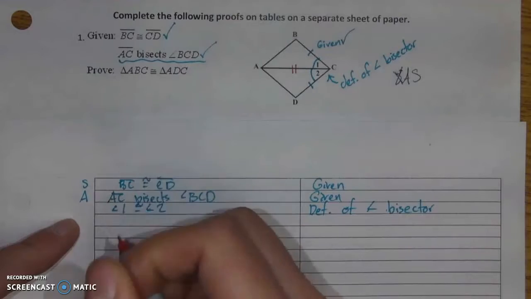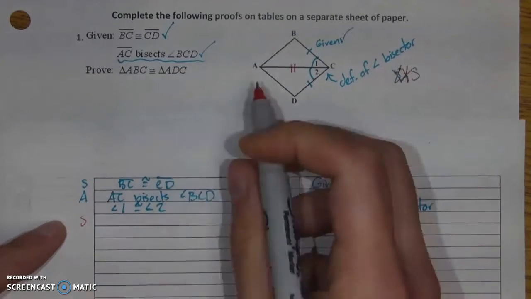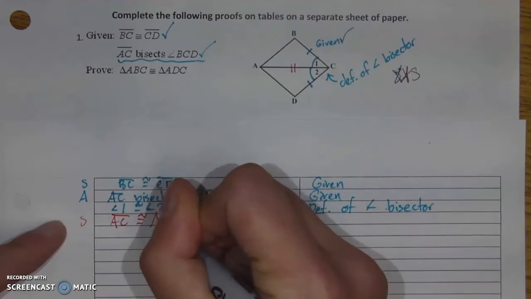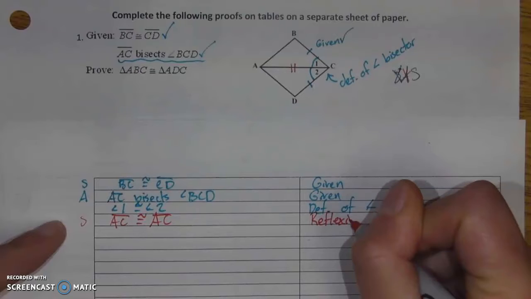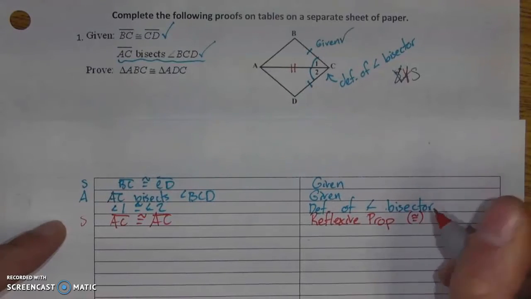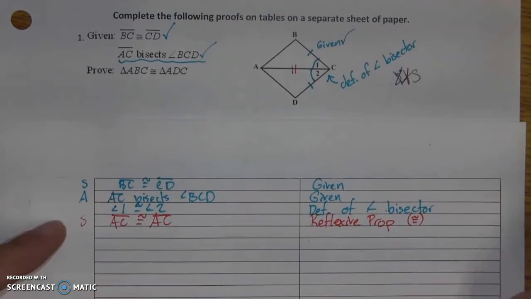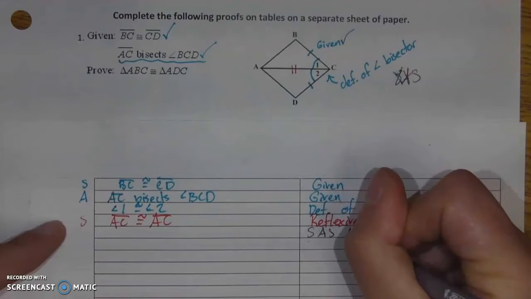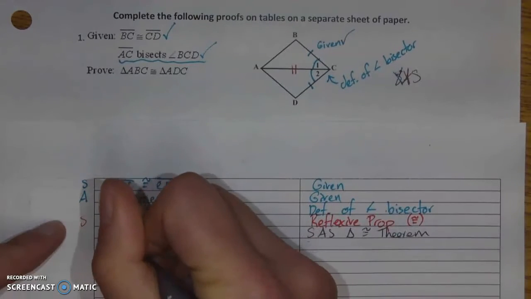So that brings us to our next one. In our final side, what I want to say is that AC is congruent to itself. And that is according to the reflexive property of congruence. So now that I know side angle side is true, I can state that the whole triangles are congruent according to the side angle side triangle congruence theorem. And so I add that to my table.